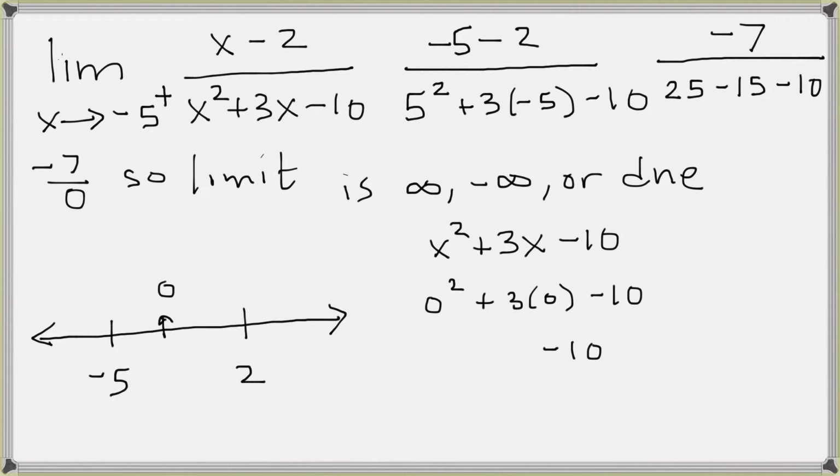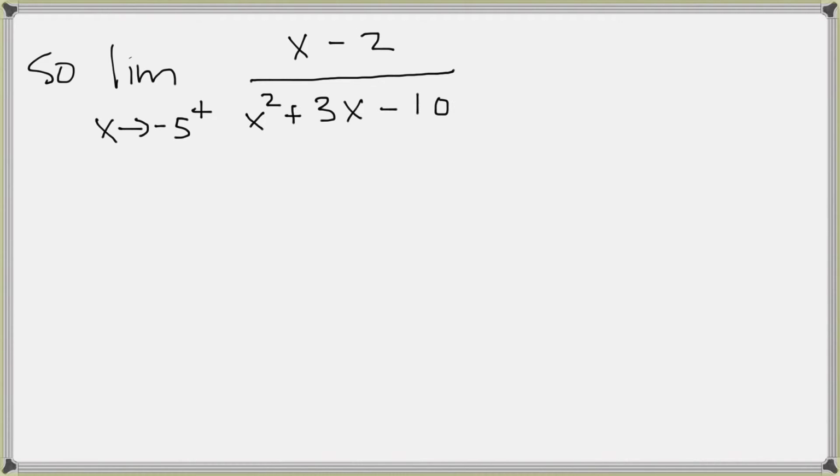So what that means is that if I plug 0 into the bottom part of this function, I'm going to get a negative, and also if I take any number in between negative 5 and 2 and plug that into the bottom part of this function, I'm going to get a negative number. So to indicate that, you just put a big negative over the interval there.